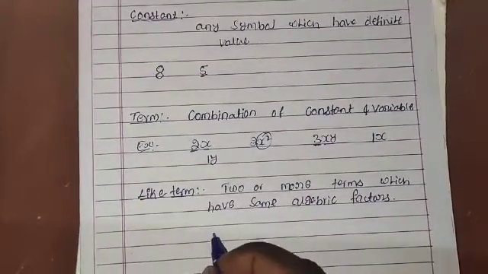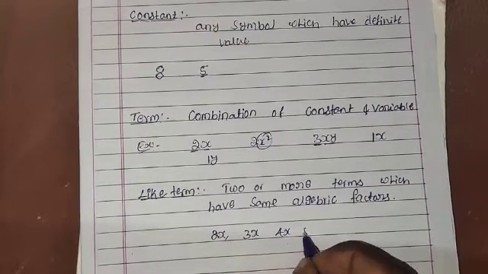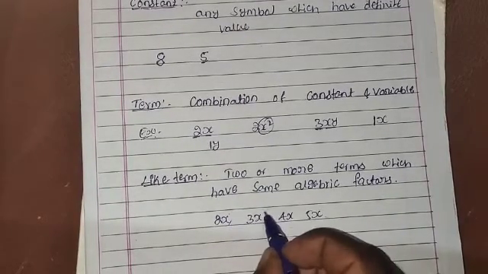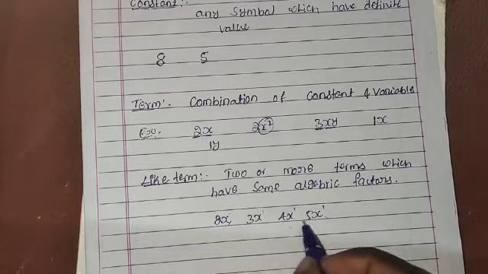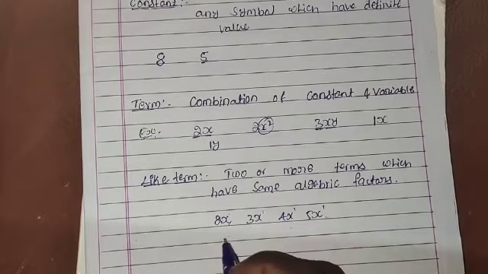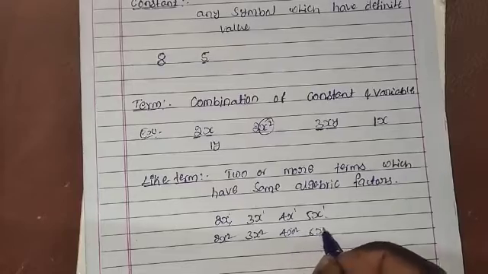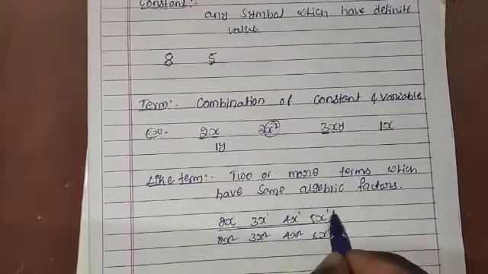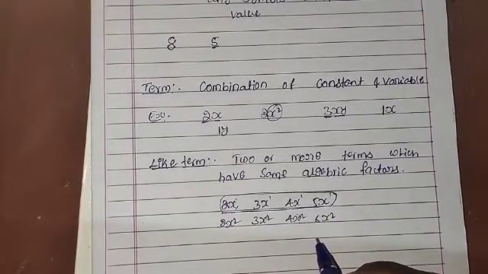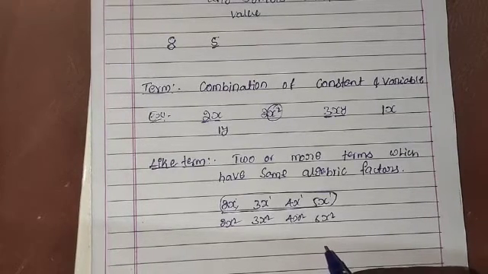For example, 2x, 3x, 4x, 5x. These all have the same algebraic factor: here we have x power 1 in each, but different constants. The variables are the same. Similarly, 2x square, 3x square, 4x square and 5x square are all like terms. This is one group of like terms, and x square is another type of like terms. Like terms means two or more terms which have the same algebraic factor.